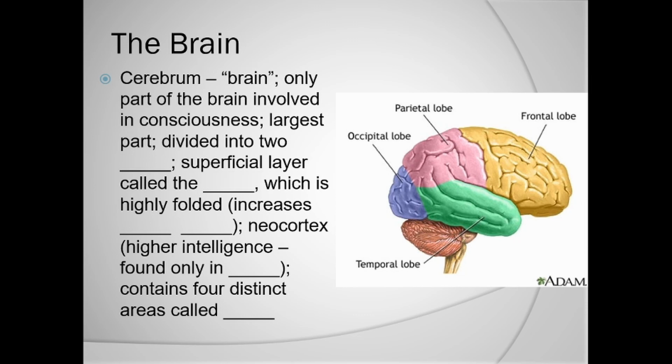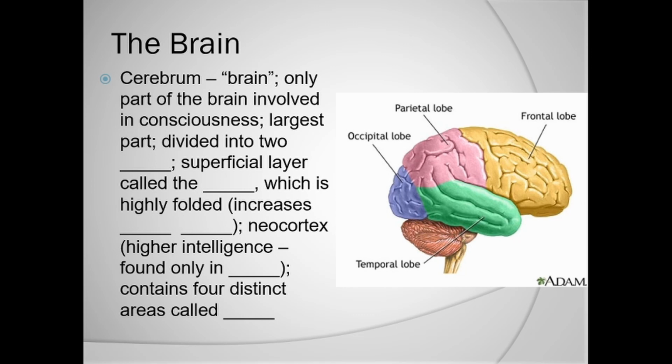The neocortex. Neo means new, and so it's called the neocortex because this supposedly was the part of the cerebrum that formed most recently and gave higher intelligence found only in mammals. So mammals have what's called a neocortex on top of the cortex.